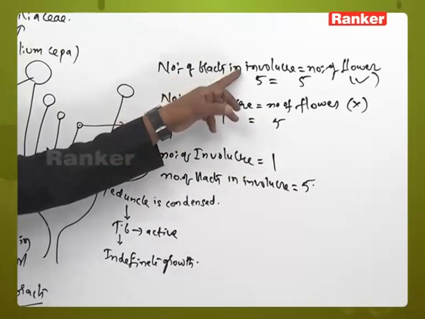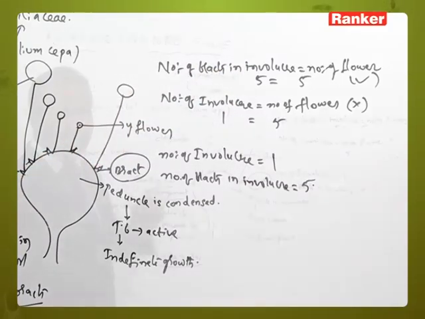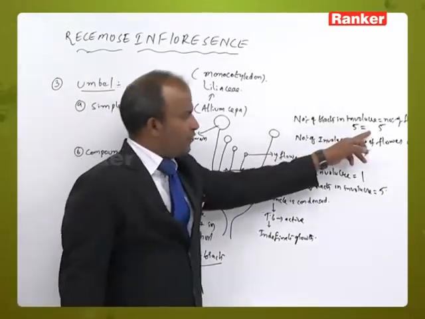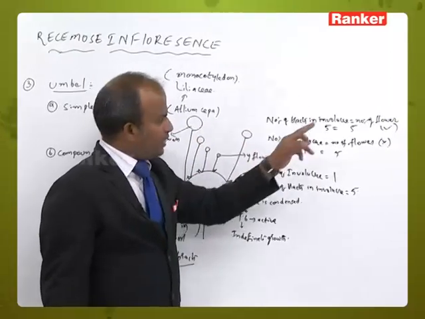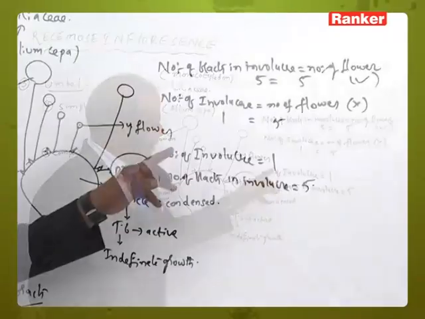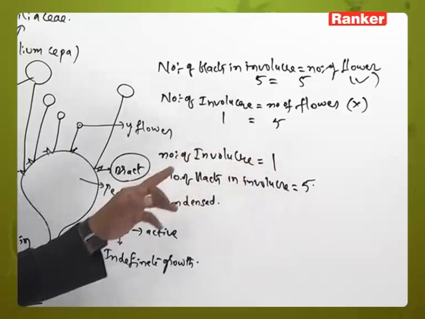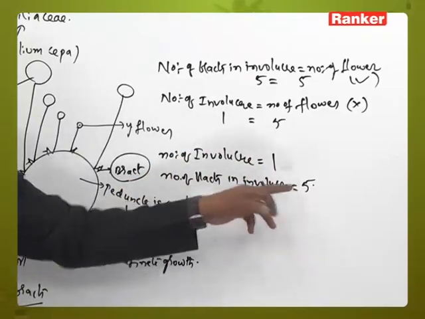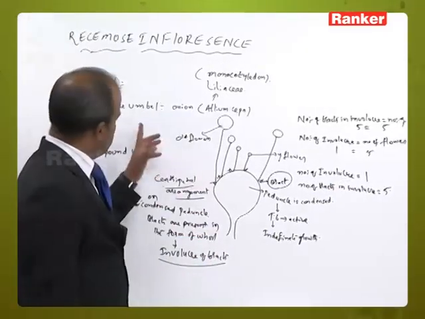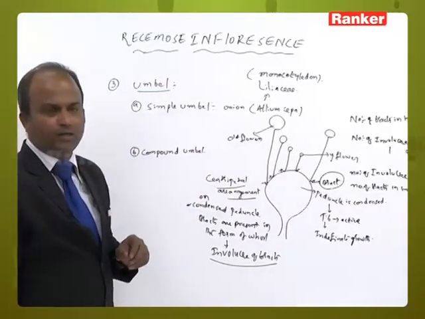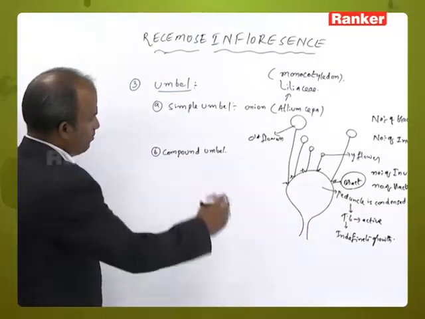But whereas number of bracts in the involucre according to this diagram shows 5 and number of flowers is also showing 5. That means it is a right option. Number of involucre is equal to 1 and number of bracts in the involucre is equal to 5. This is about simple umbel. So next goes to compound umbel.